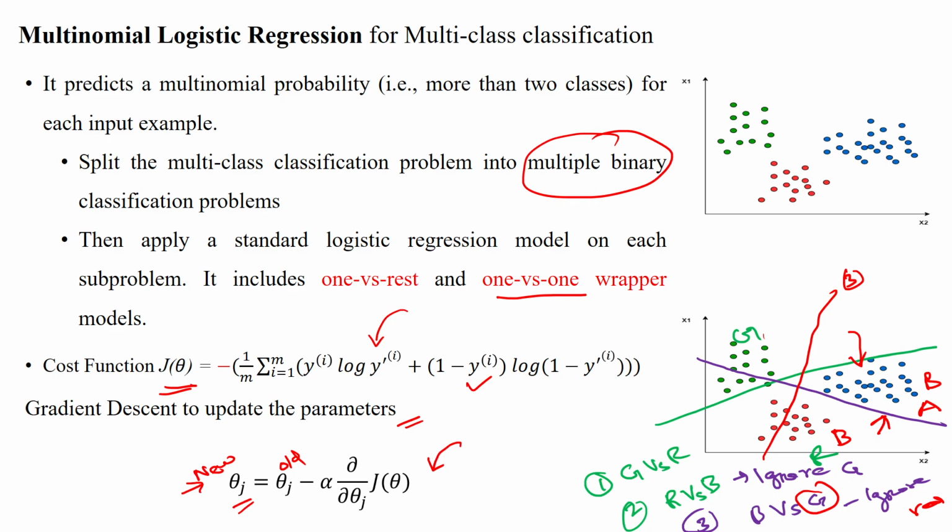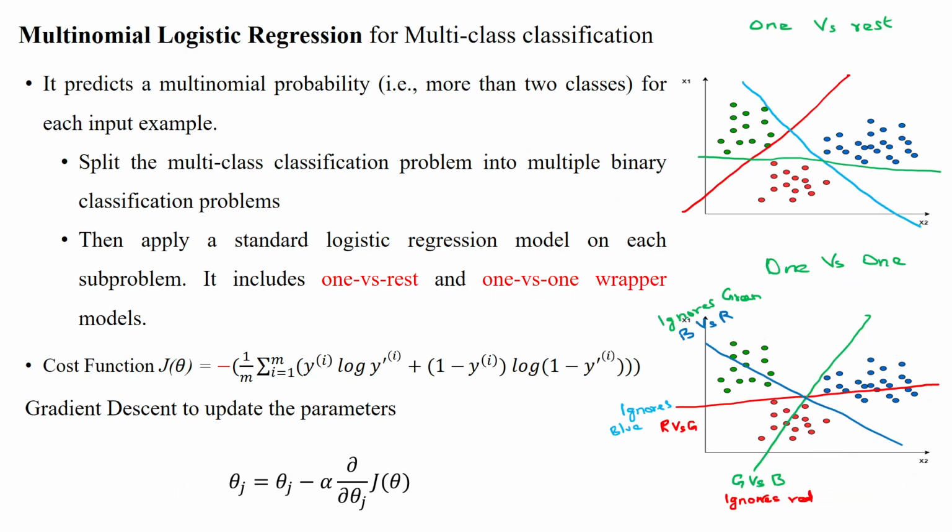So finally we get multiple class classification in this manner, based upon the one versus rest and one versus one approaches, by avoiding other classes.